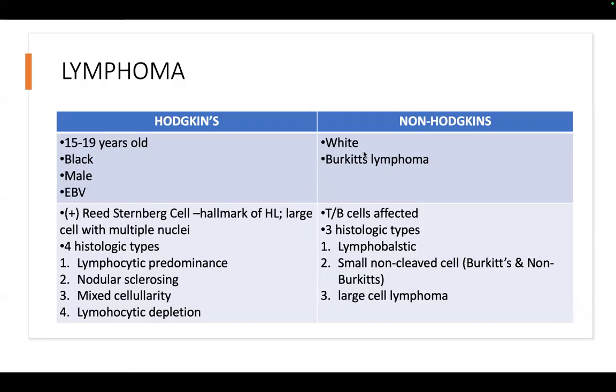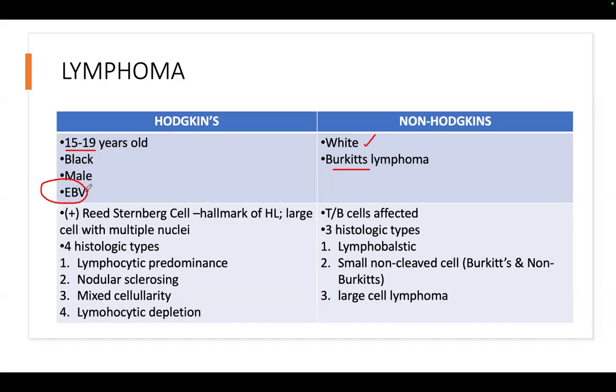So between the two, non-Hodgkin's is associated with Burkitt's and the white race, but Burkitt's in many references is associated with African Americans. So a little confusion there. Hodgkin's, age group 15 to 19, is associated more with the black race. And here's the Epstein-Barr virus.